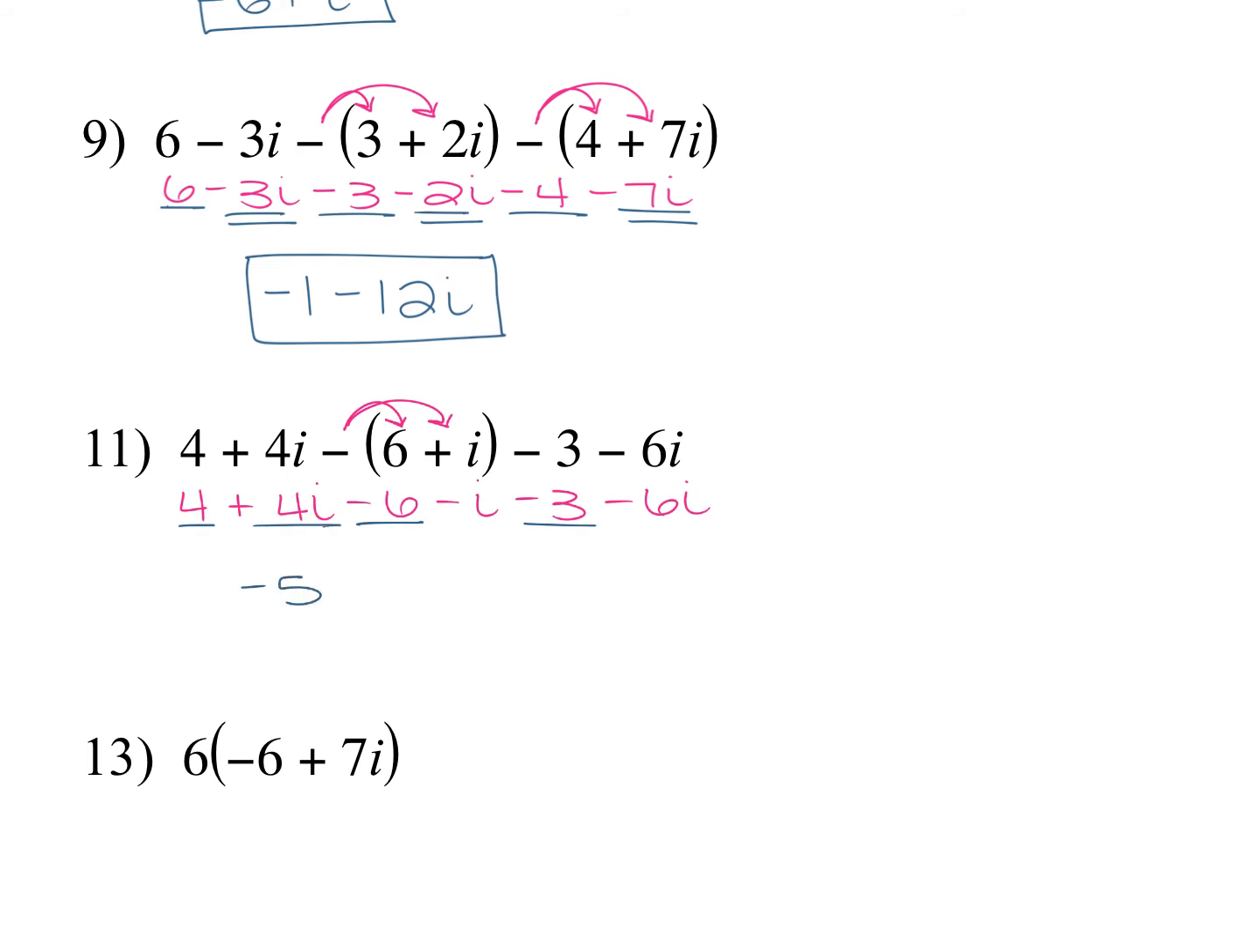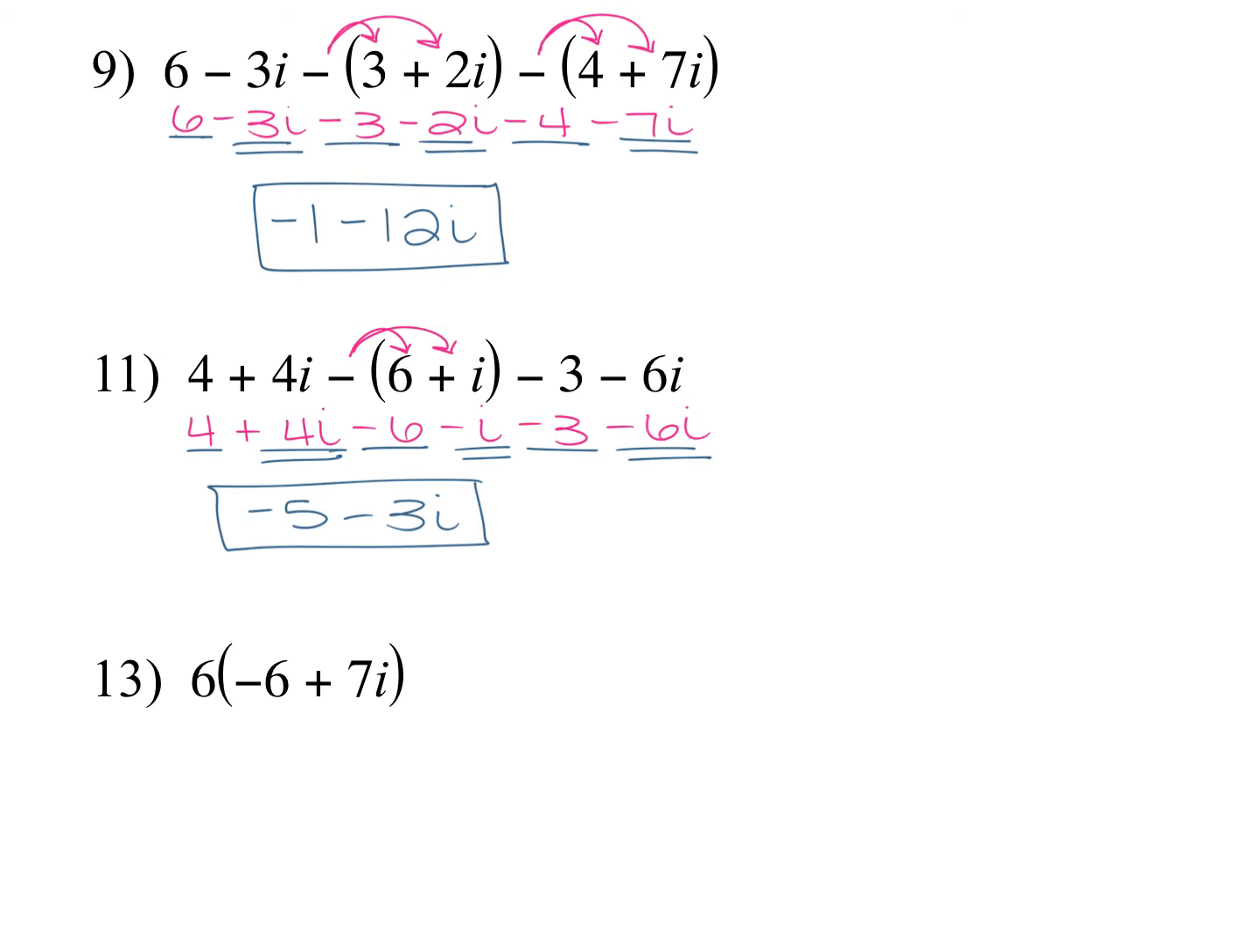Then you have 4i and negative i is 3i. Minus 6i is negative 3i. So that's negative 5 minus 3i.